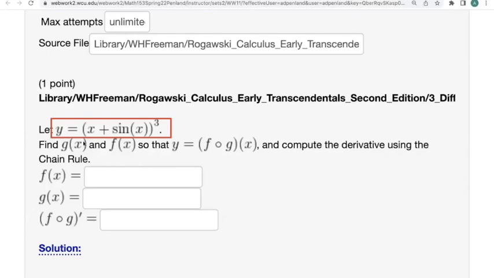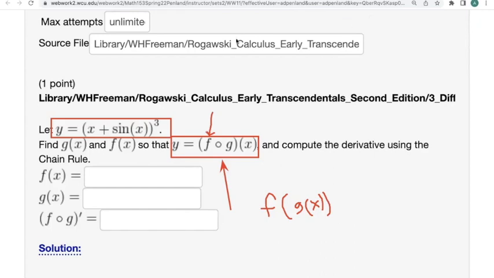We're trying to find the derivative of y equals (x plus sine of x) quantity cubed. And the first thing we're asked to do is to find f and g so that we can write y as the composition of f and g. When we look at this f open circle g notation, it's not "fog." Rather, it's saying f of g of x. It's just different notation for composition.